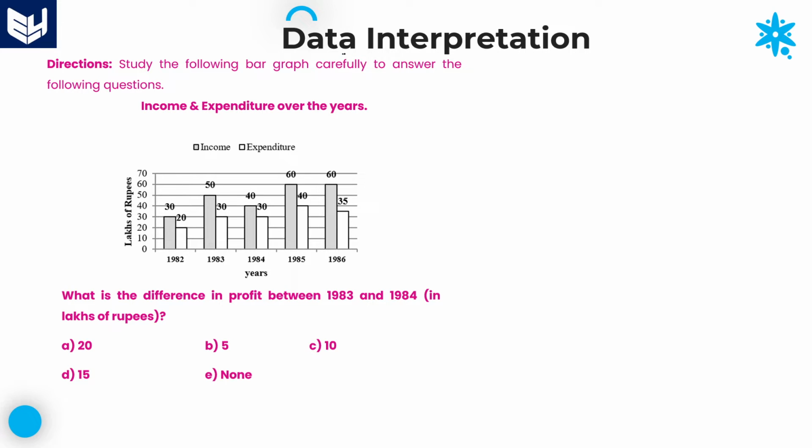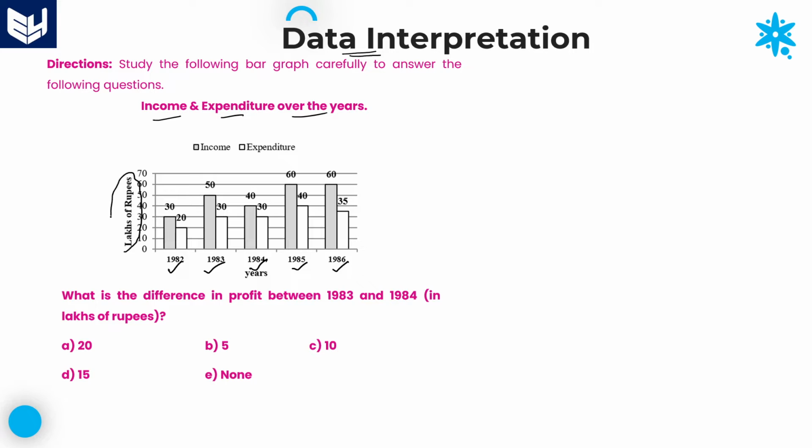In this session, I am continuing bar graph data interpretation. First of all, we need to read the information carefully and then solve the questions according to the given information. Here the information is about income and expenditure over the years. Income values and expenditure values are provided in the bar graph for 1982, 1983, 1984, 1985 and 1986. Total 5 years are given. In these 5 years, income values and expenditure values are given.